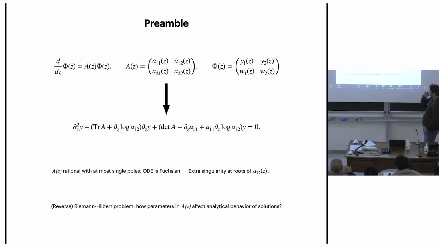And this is exactly the problem that we set out to solve. It's called the Riemann-Hilbert problem: how the parameters in this gauge field A affect the analytical behavior of solutions.